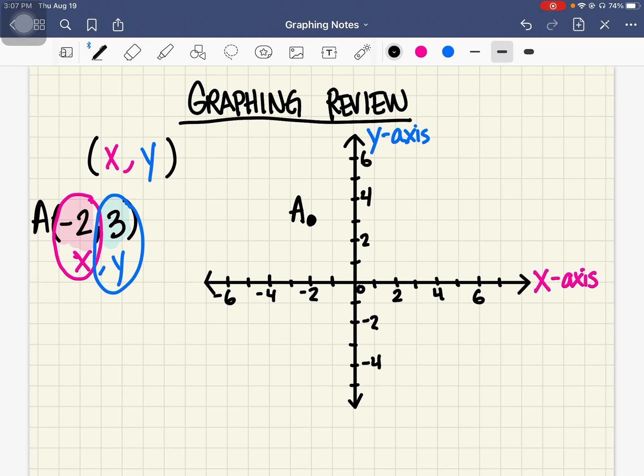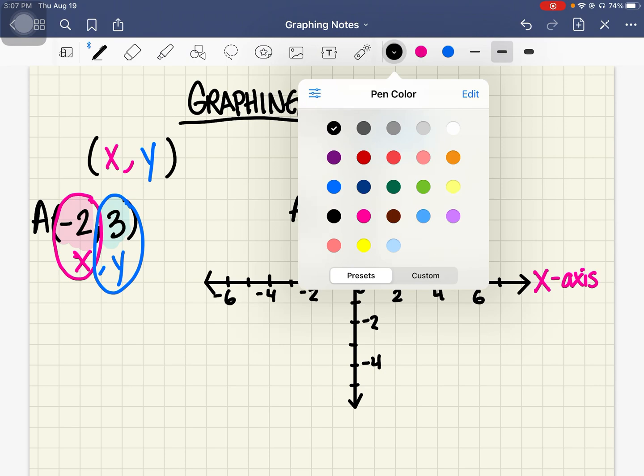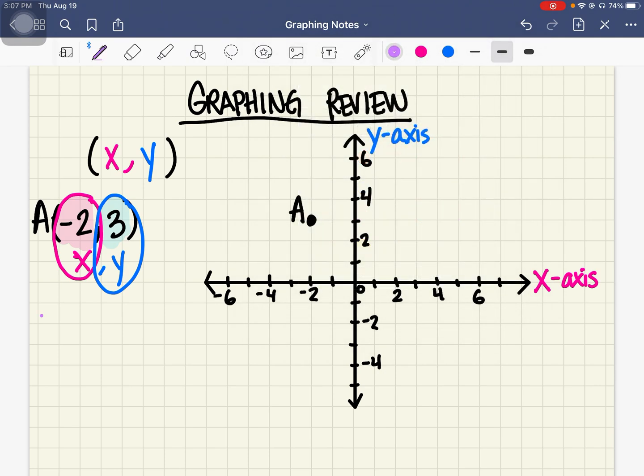All right. So then let's say I have another point. Let's do this point in like lavender. We're going to call it point B. And I'm going to say that that is at zero, which sometimes throws students off. So let's say this point is at 0, -2. Okay, here's my x coordinate. Here's my y coordinate.